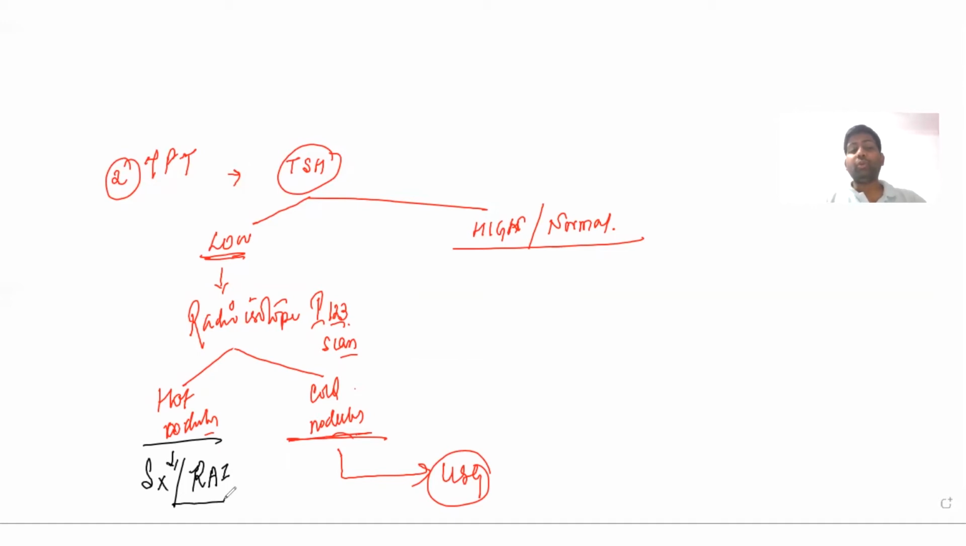Let us see what we do if the TSH level is normal or high. If the TSH is high or normal, the next thing that we do is ultrasound evaluation of the thyroid gland or the neck. Now this brings us to the third point of the quadruple assessment. The third point was the USG of the thyroid gland. If we do an ultrasound of the thyroid gland, the result can be of two types.